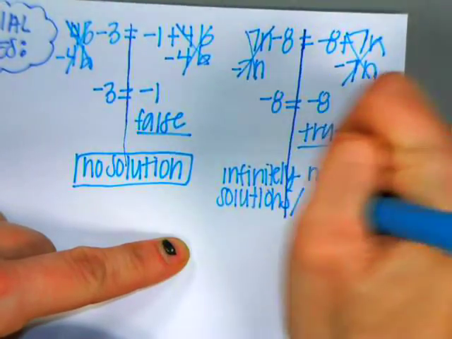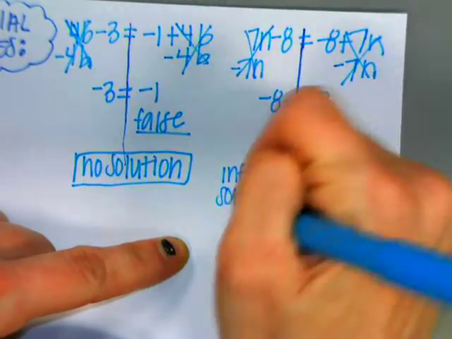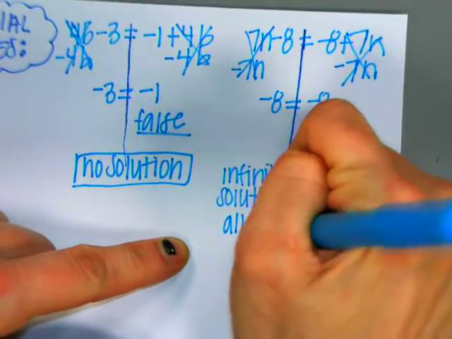Or you can abbreviate that by saying IMS. Or you can say all real numbers. You'll see it all different ways.